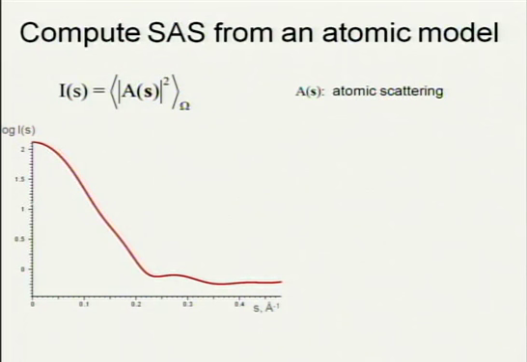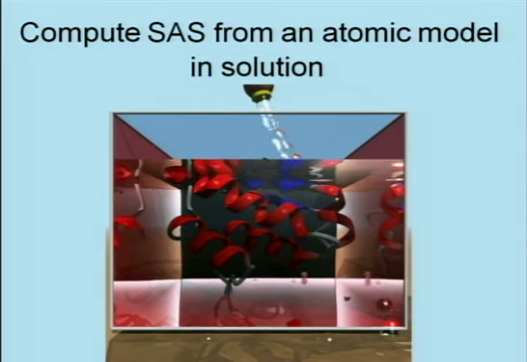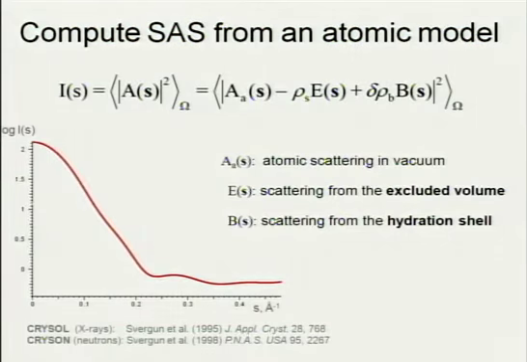Computing the scattering directly from the atomic model is a fairly straightforward procedure. I will not go into mathematical details, but I must mention that computing the scattering from the model in solution is different from just computing the theoretical scattering from an atomic model. This is because in solution, the protein or whatever other particle will be surrounded by the hydration shell. Hydration shell means that the orientation of the solvent molecules close to the surface of the protein will be different. So basically water will have a slightly different electron density.